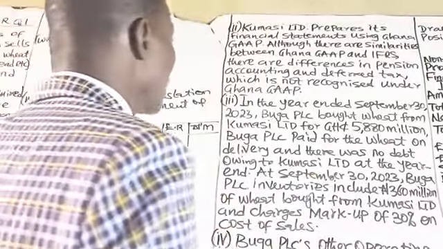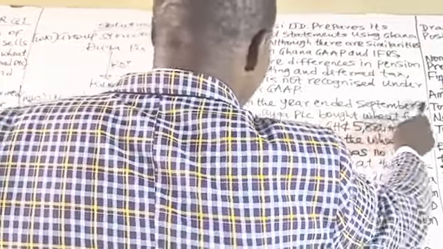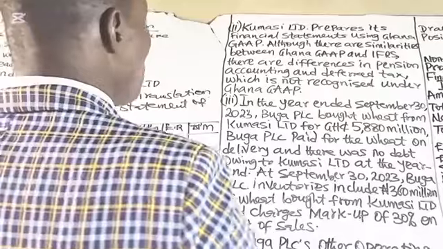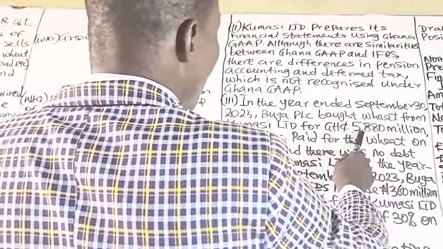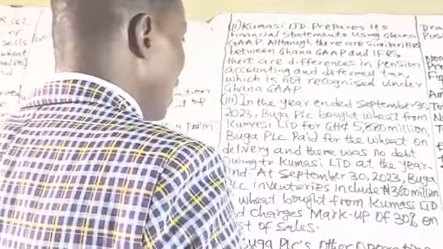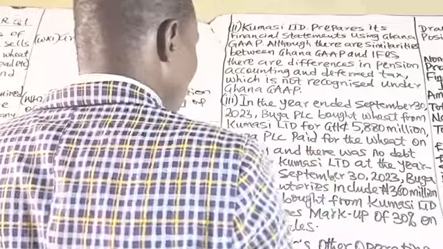Note 3. In the year ended September 30, 2023, Buga PLC bought wheat from Kumasi Limited for 5,880,000,000 naira, 880 million Ghana cedis.